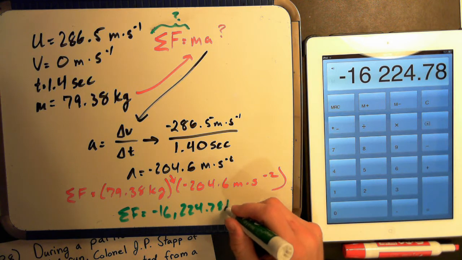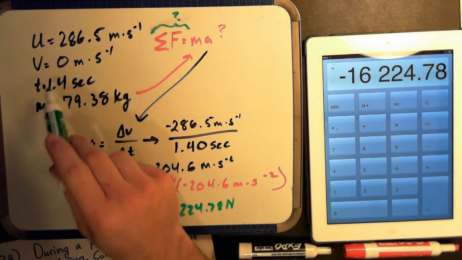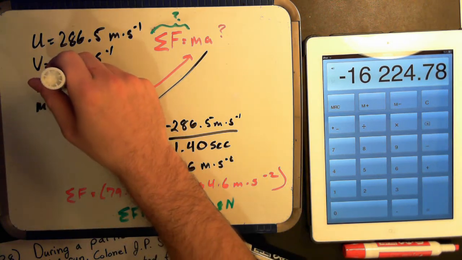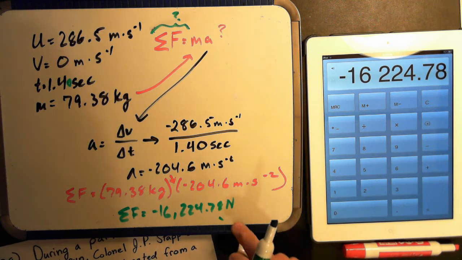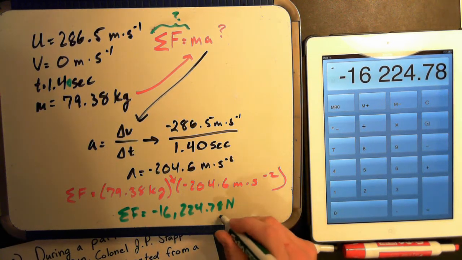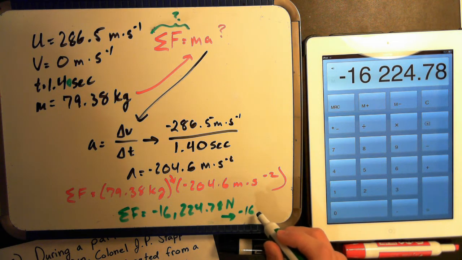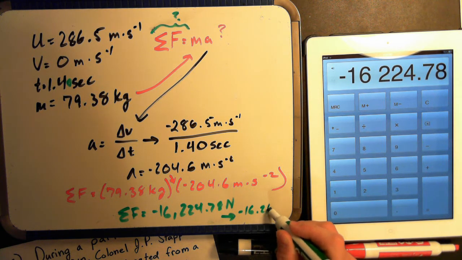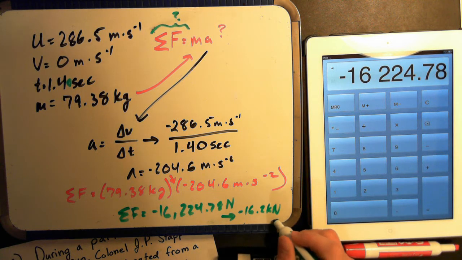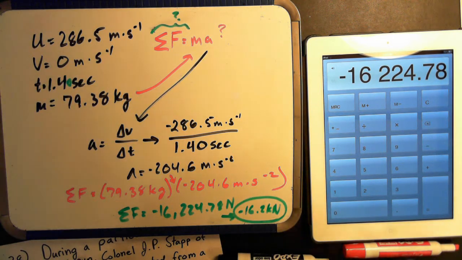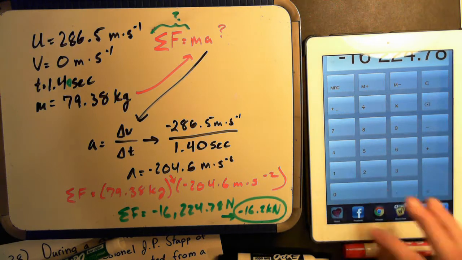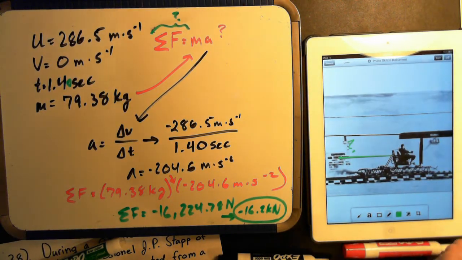We have sum of our forces equals negative 16,224.78 newtons. And since we have 3 sig figs here, we can change this to negative 16.2 kilonewtons of force. And despite however scary a number that is, Mr. Stapp did survive.